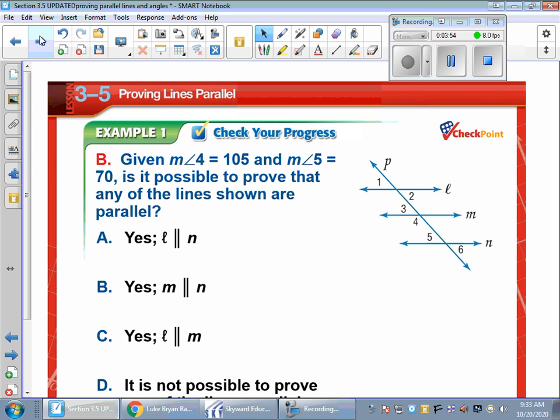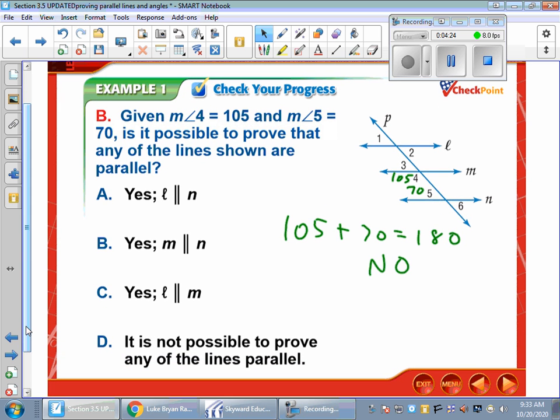Next example here, we have angle 4 is 105. We have angle 5 is 70. So what type of angles do we have here? They're called consecutive interiors. Hopefully you learned that or remember that from your vocabulary. And if you remember, consecutive interiors have to be supplementary. Does 105 plus 70 equal 180? That is a no. So therefore, our final answer or option is D. It is not possible to prove any of the parallel lines.